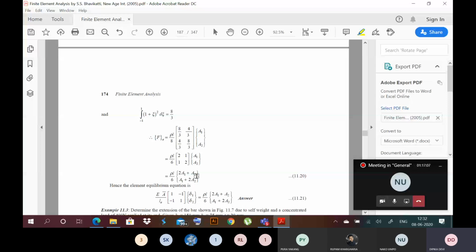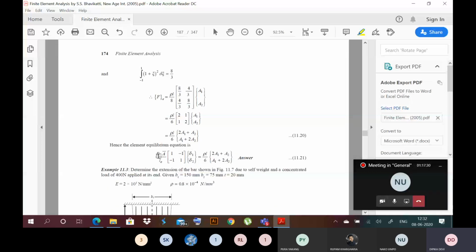So the element equation is E into A bar by LE, where A bar is equal to A1 plus A2 by 2, times the matrix 1 -1, -1 1, times U1, U2, equal to rho A L by 6 times the vector 2 A1 plus A2, A1 plus 2 A2. So this is done.